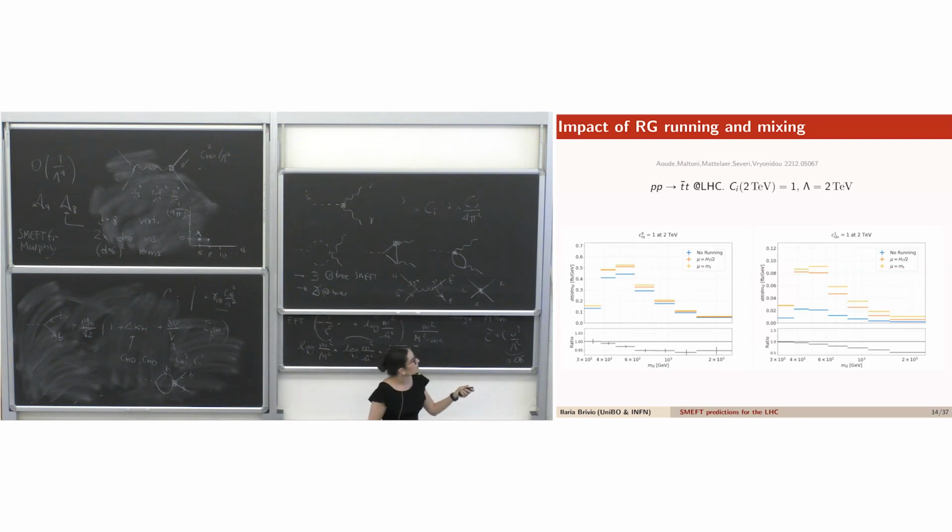What they do is they have a prediction without running, which is the blue. You just naively take your operator and put it in, ignoring the fact that it runs. In the other case, they have the red line for running it with a scale that is HT/2, or with a scale that is mt. So they assume that from 2 TeV you go down to mt and keep it fixed, while in the red case, the scale at which we're evaluating changes bin by bin. So blue is not running, yellow is I run from 2 TeV to mt but then keep it fixed, and red is I vary the scale bin by bin.